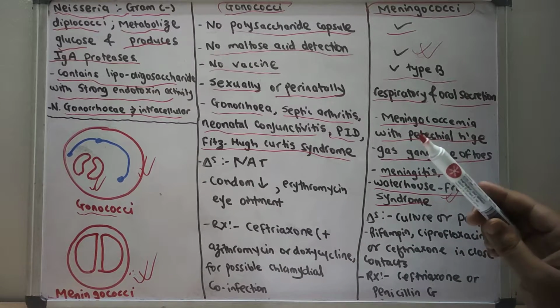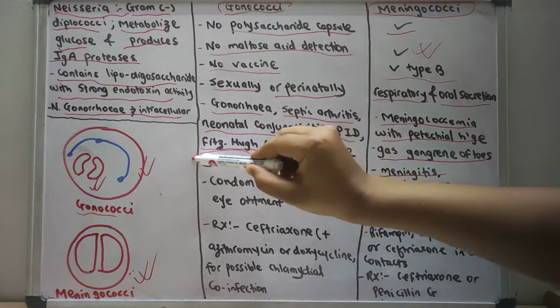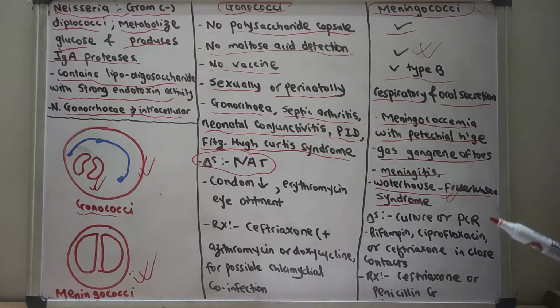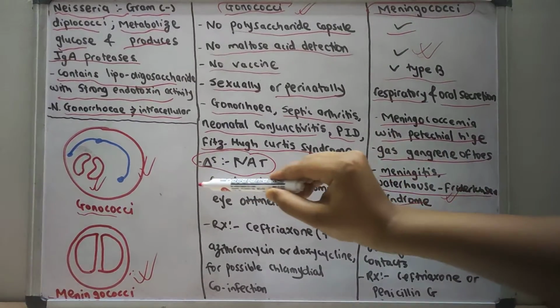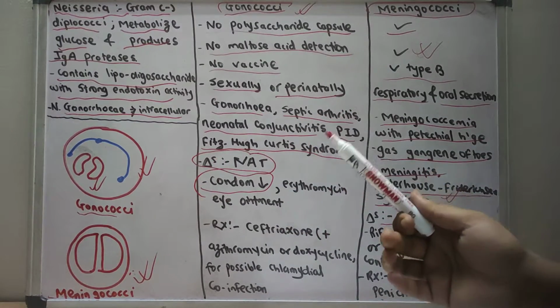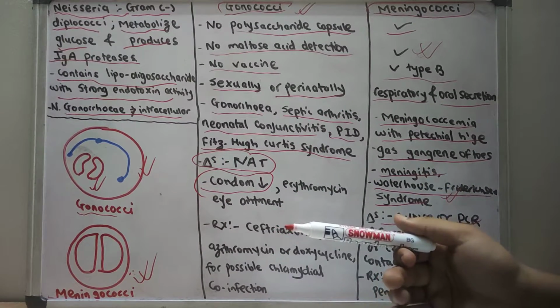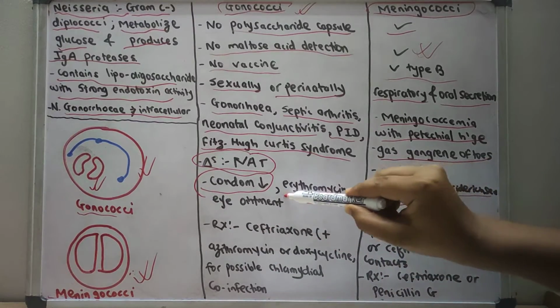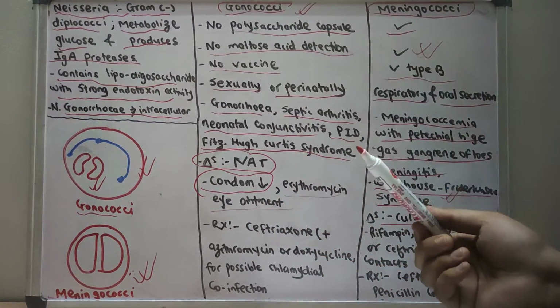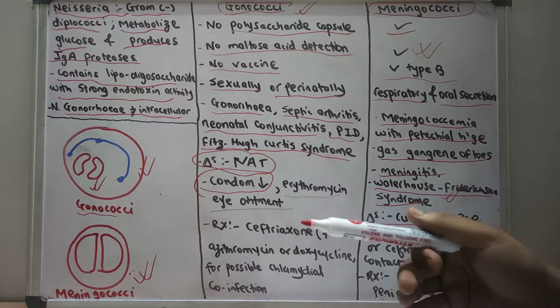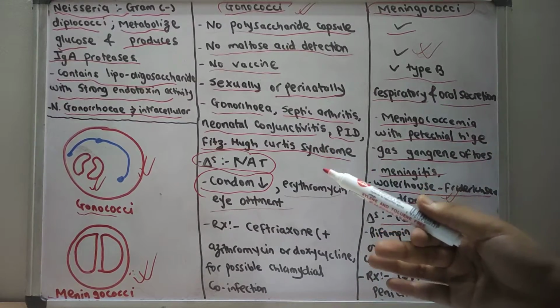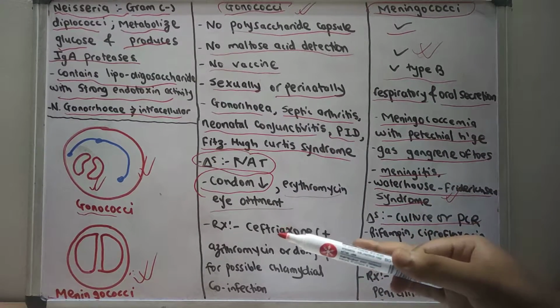So how do we diagnose the gonococci? We diagnose gonococci by nucleic acid testing, whereas the meningococci is diagnosed by culture or polymerase chain reaction. What will be the prophylaxis for the prevention of the gonococci? If we use a condom, then it prevents the gonococci, because gonorrhea is a sexually transmitted infection. We can also give erythromycin eye ointment to neonates to prevent neonatal blindness if the woman has gonorrhea and she has a vaginal delivery.